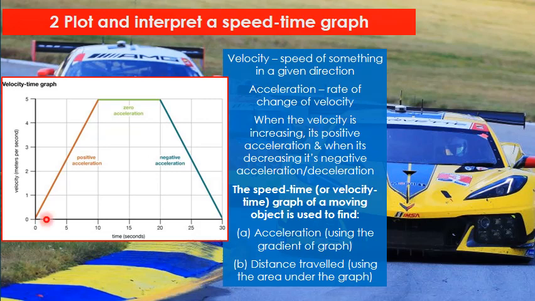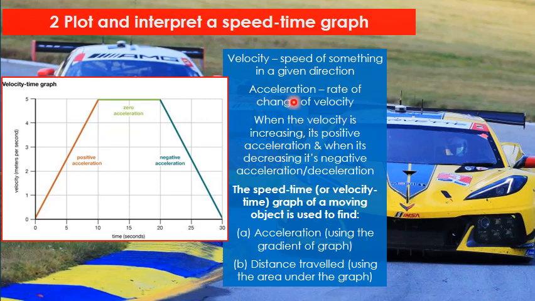Let me just go ahead and get my laser pointer. I want us to work on these definitions first. We have been using the term speed time graph, but I want to introduce two new terms. The first one is velocity. Sometimes you see it used interchangeably with speed because it almost means the same thing. Velocity is speed in a given direction.